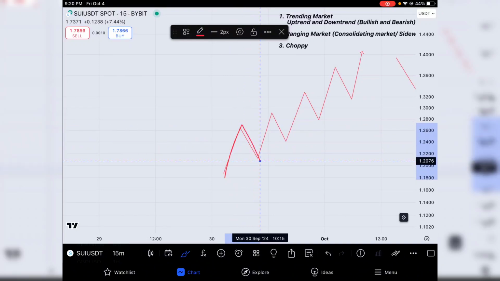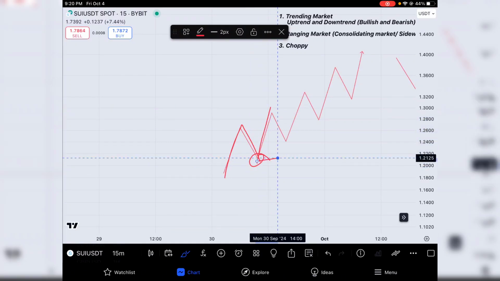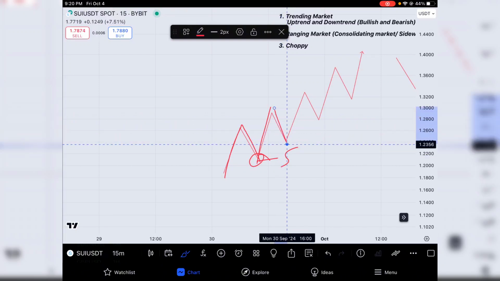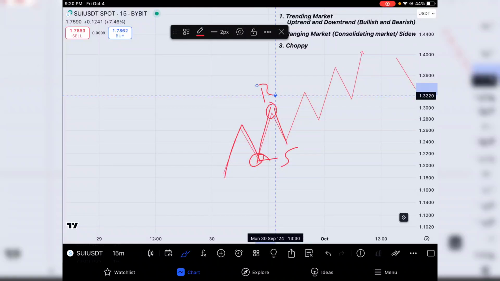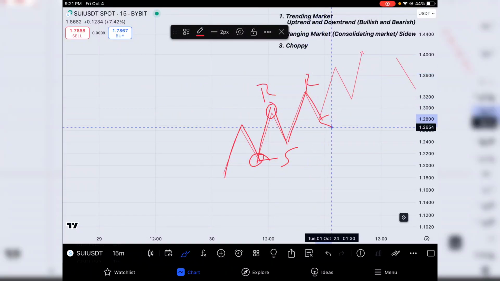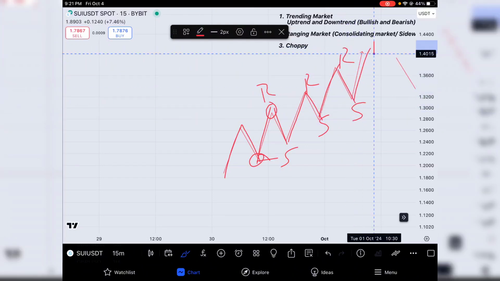Remember I said support is the lowest point the market gets to before going back up. So this is the lowest point this market gets to before going back up, so this is our support. While resistance is the highest point the market gets to before coming back down, so this highest point is our resistance. The market went up again, this is resistance. The market came down, this is support. It went up, this is resistance, came down, this is support. Went up, this is resistance.